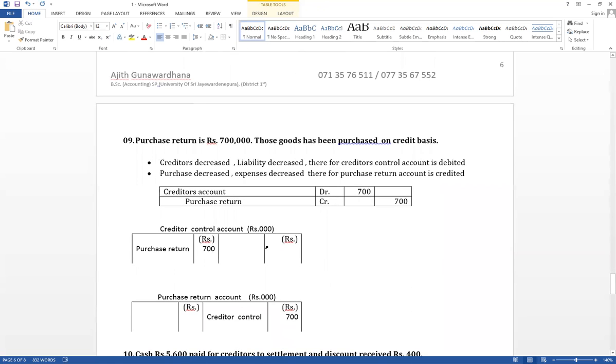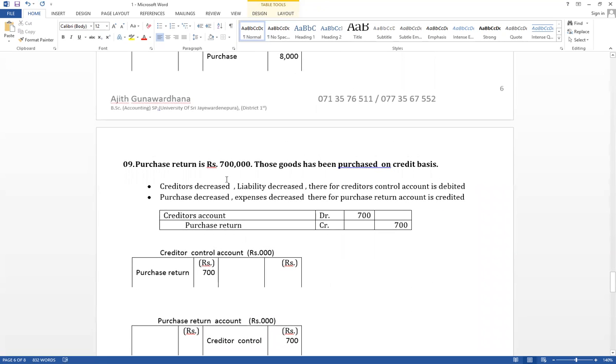Next one, purchase return. Think about purchase if it has a return. If it has a return, the payable amount decreases, creditors decrease, liability decreases. Therefore, trade creditors, trade payable accounts, the creditors account should be debit. Liability decrease, payable amount decrease, as well as purchase also decreases. If it has a return, purchase expense decreases. Therefore, purchase account credit, creditors account debit.